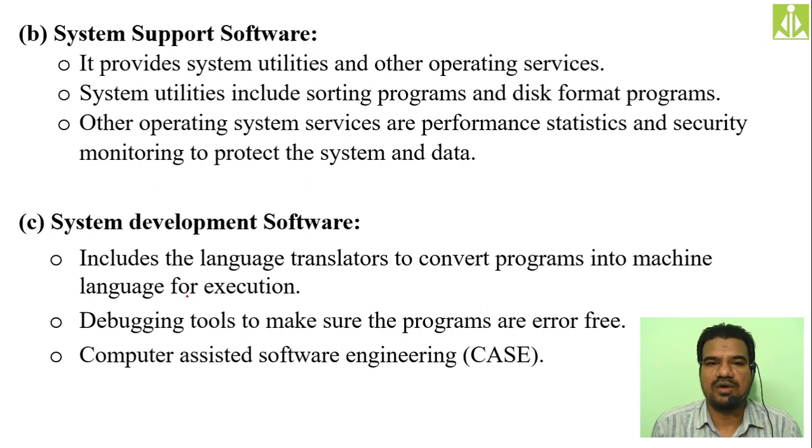You may have more than one volume or more than one partition, and if you want to format that partition, and you want to perform some sorting operations like sorting numbers and such kinds of things, you can perform them with the help of this system support software. It provides system utilities and other operating system services. System utilities include sorting programs and disk formatting programs. Other operating system services are performance statistics and security monitoring and protecting the system and data.